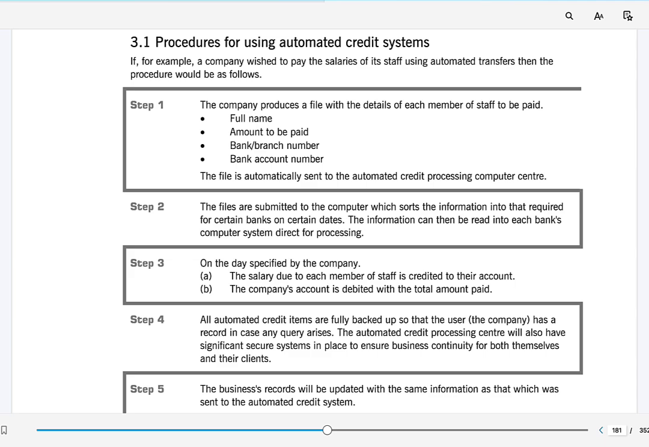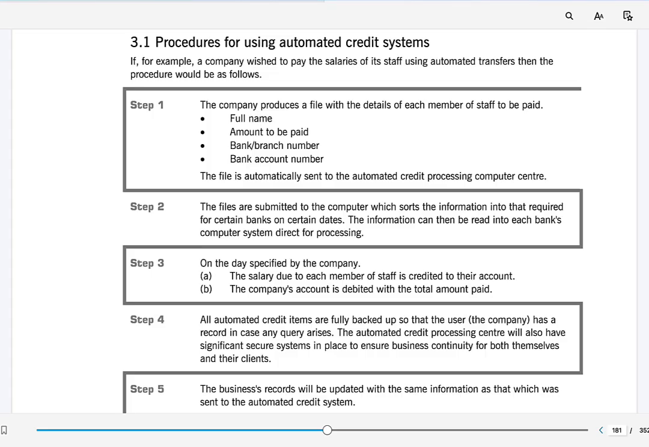How the company collects this information. Now let us talk about how the company gets this information in the first place. Normally, when a new employee joins, they complete a starter form. They provide their bank details. They provide their personal information. Then the company records those details in the payroll system. After that, every pay period, the payroll system uses the stored details to prepare the payment file.